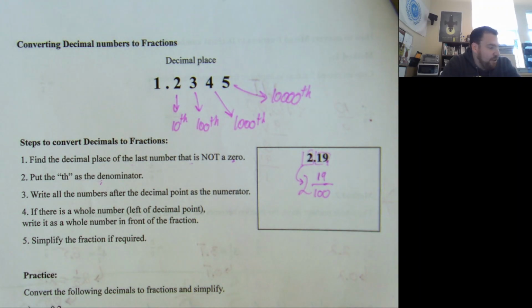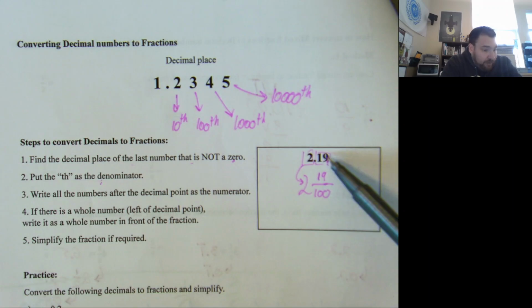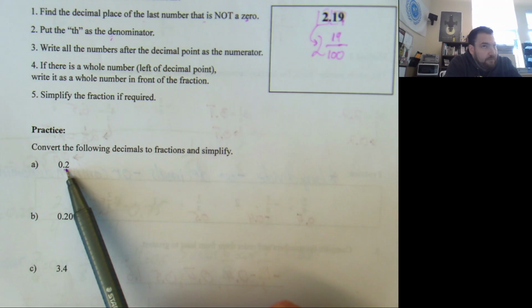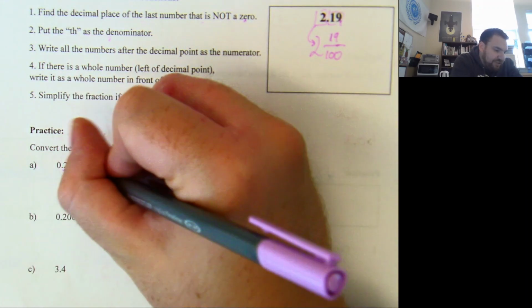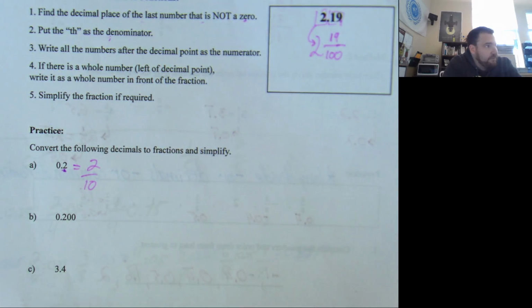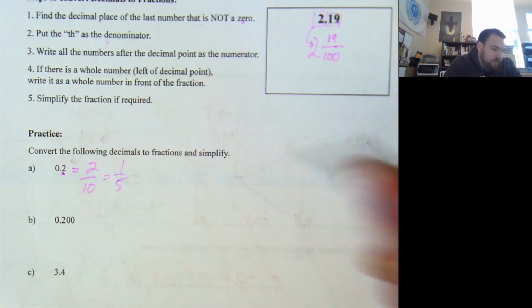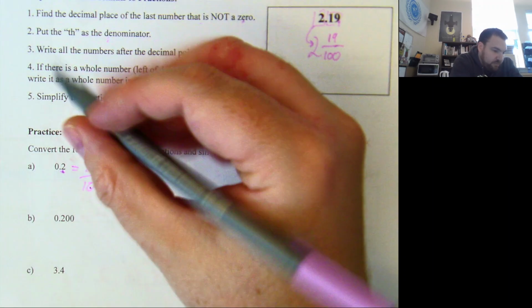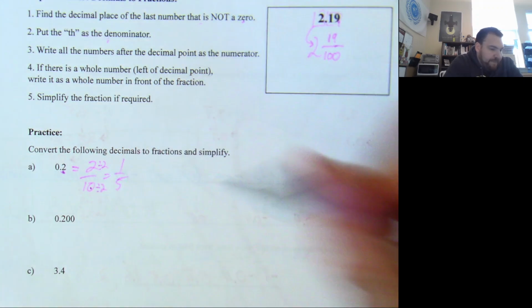Can I reduce 19 over 100? No, because 19 is prime, and it does not divide into 100. So that's it. That is converting decimal to fraction. How about this one? Let's do this guy. Let's go 0.2. What position is the 2 in? It's in the tenths. So this is going to be 2/10. Is that in lowest terms? No. What's the lowest terms of 2/10? 1/5. I can divide 2 and 10 by 2. Divide by 2, divide by 2. Going to get a 1/5.